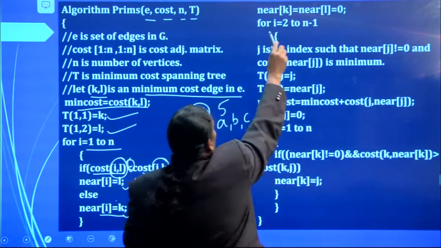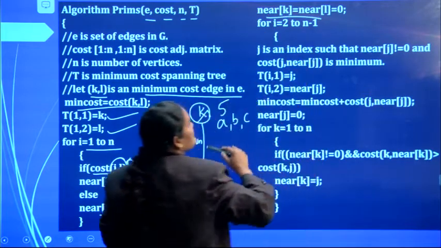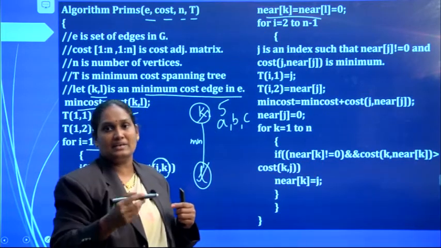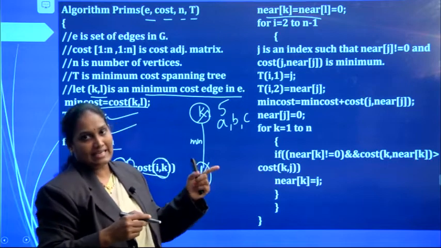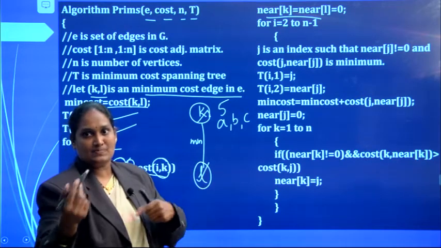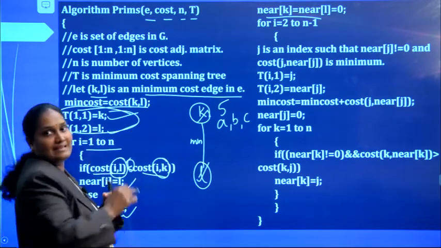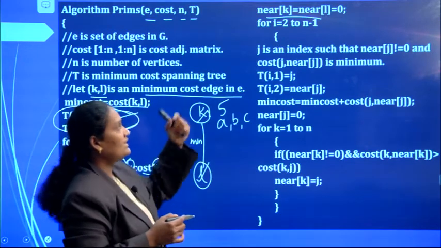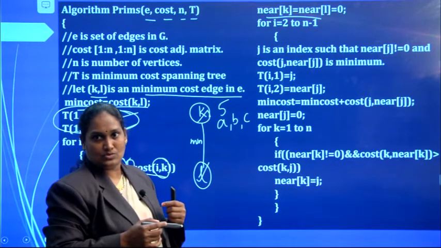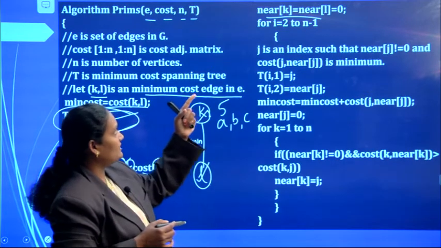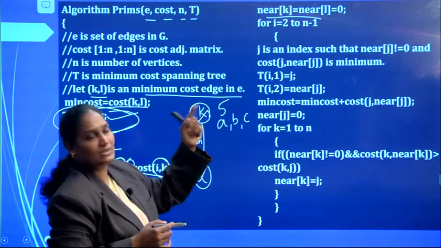So after that, near of k is equal to near of L is equal to 0. Why am I making near of k and near of L 0? Already k and L are included in the spanning tree. So there is no need of finding near values again for those two. That's why I made near of k equal to near of L equal to 0.